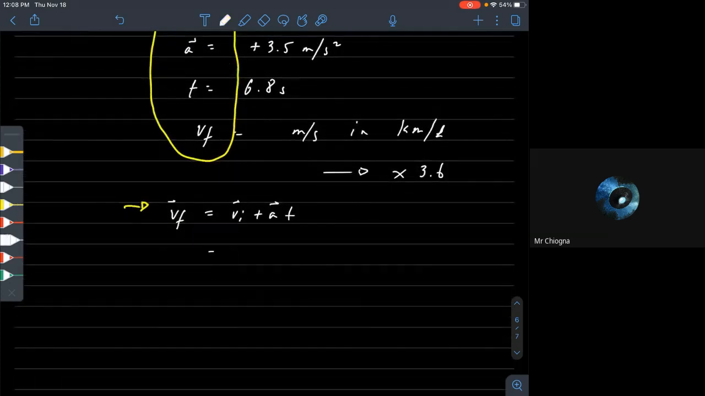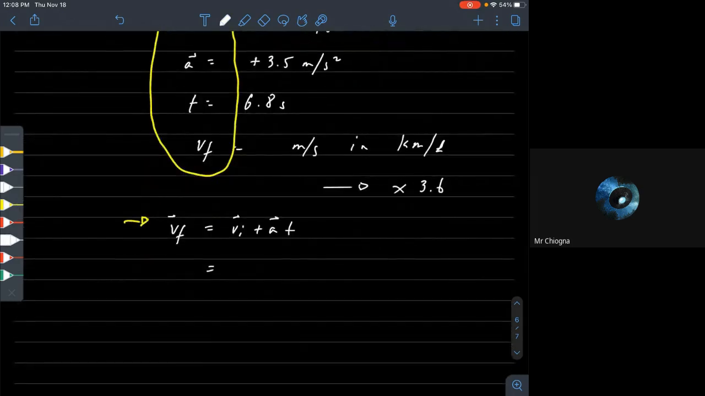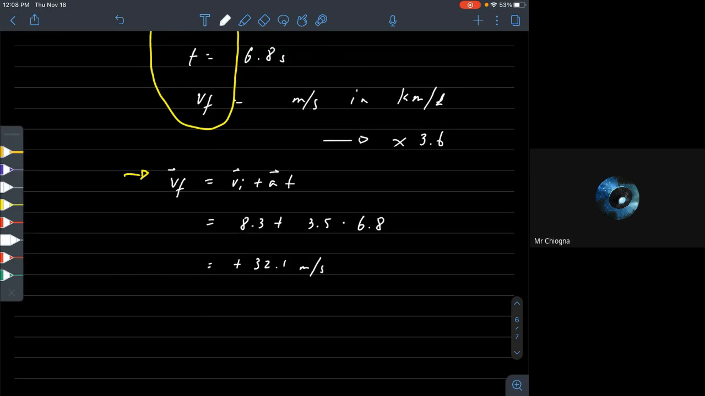And it does, so I can use it. So VI is 8.3, acceleration is 3.5, time is 6.8. 7 is 21, 10, 18. So I got 32.1 positive meters per second. How do you go from that to kilometers per hour? Yeah, multiply by 3.6. So that's 116.